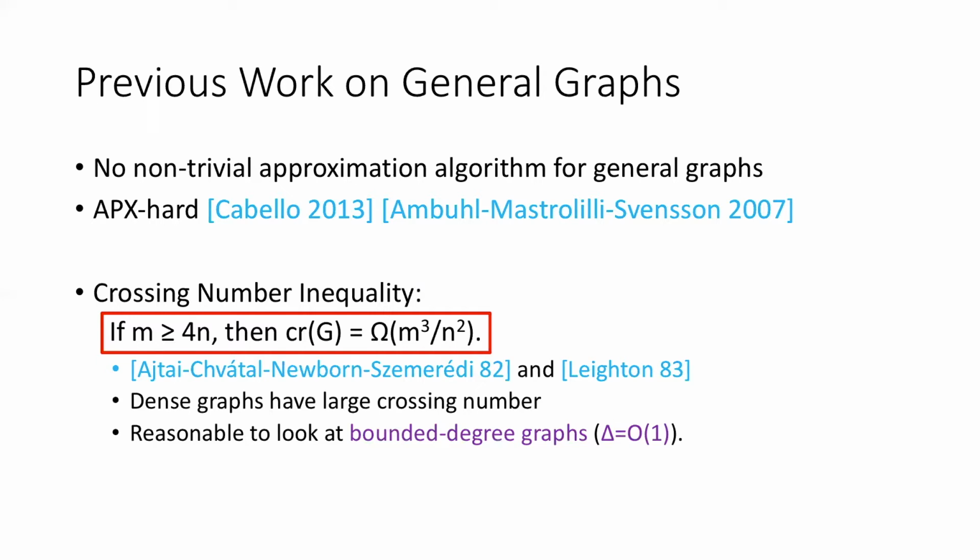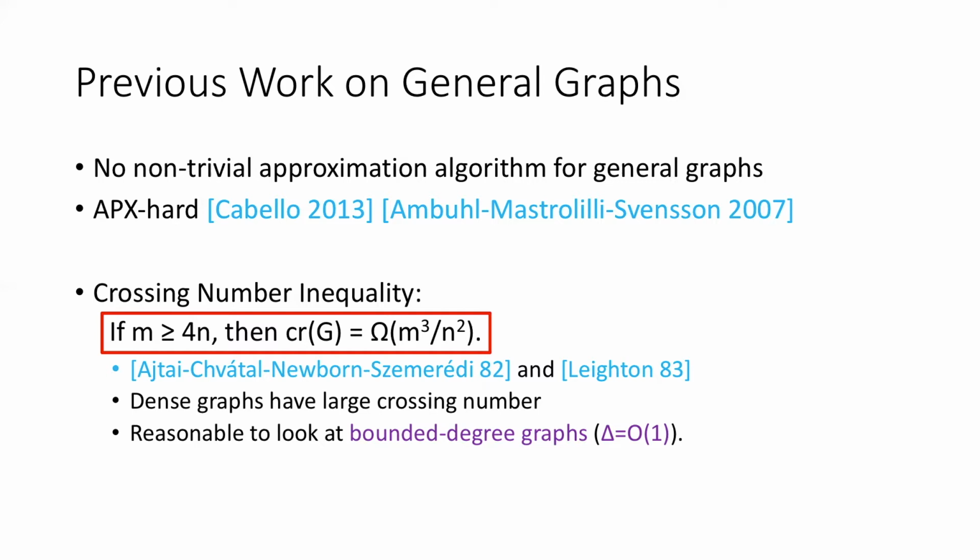However, we do have one beautiful result about graph crossing number, which is the crossing number inequality. This inequality was discovered independently by Ajtai, Chvátal, Newborn, Szemerédi, and by Leighton. It says that if any graph contains n vertices and m edges, such that m is at least 4n, then its crossing number is at least of order m^3 over n^2. So basically, this inequality tells us that if the graph is dense, then its crossing number has to be very large. So the interesting part of this problem is really when the graph is sparse.